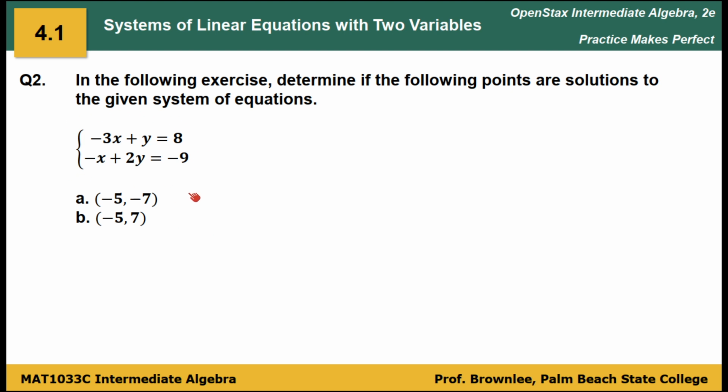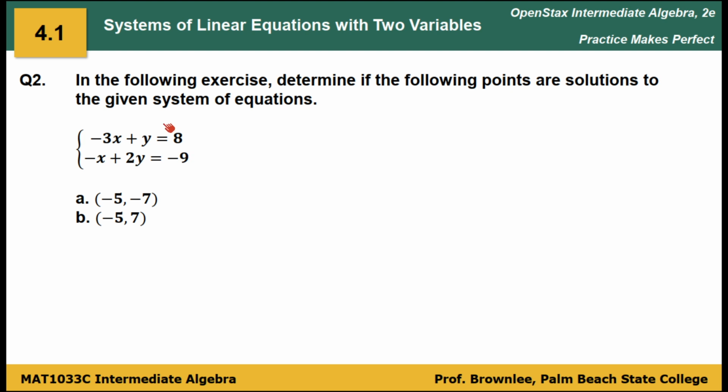From chapter 3, we know what it means for an ordered pair to be a solution to a single equation. That means you can take that ordered pair, substitute the x and y values into the equation, simplify, and you get a true statement. That's what it means from module 1, from chapter 3.